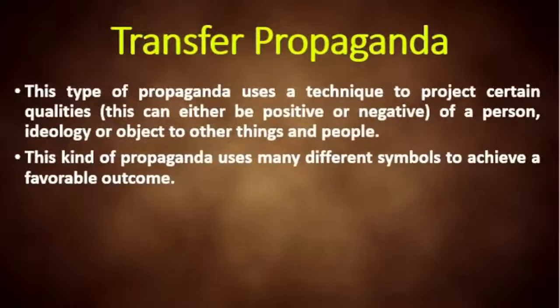The seventh type of propaganda technique is transfer propaganda. This type of propaganda uses a technique to project certain qualities, which can either be positive or negative, of a person, ideology, or object to other things and people. This kind of propaganda uses many different symbols to achieve a favorable outcome.